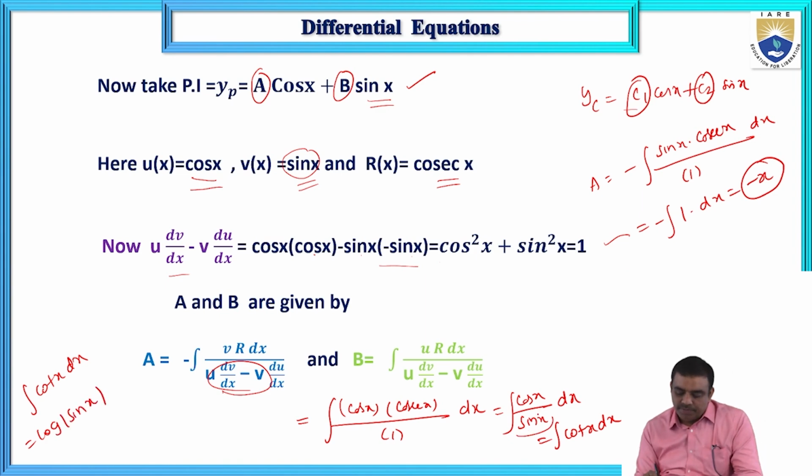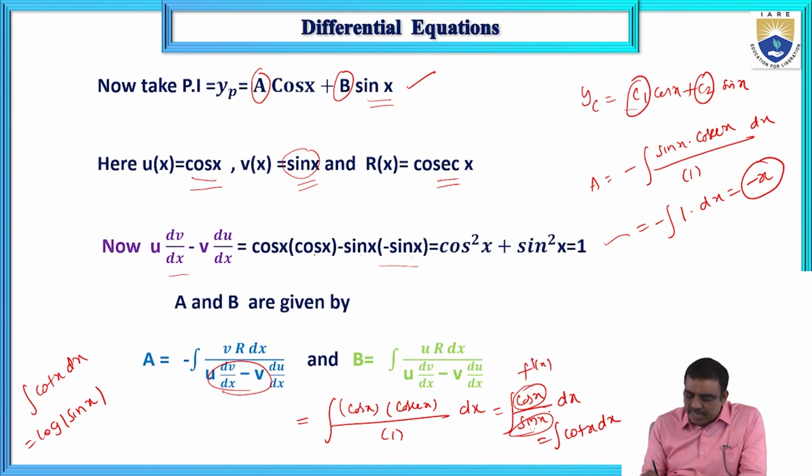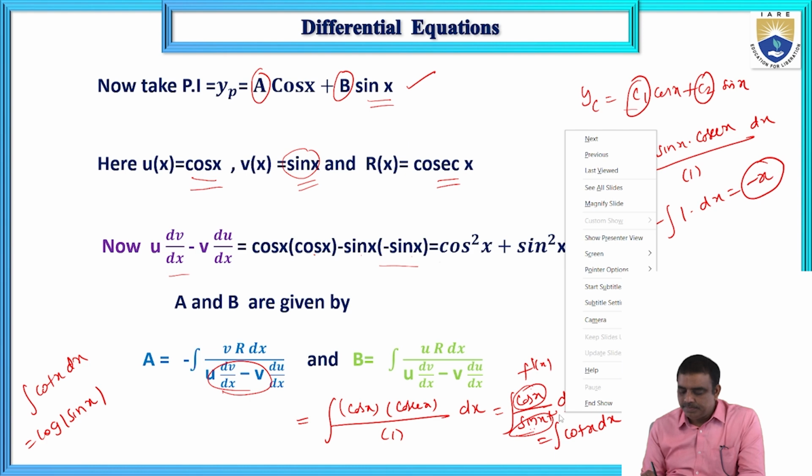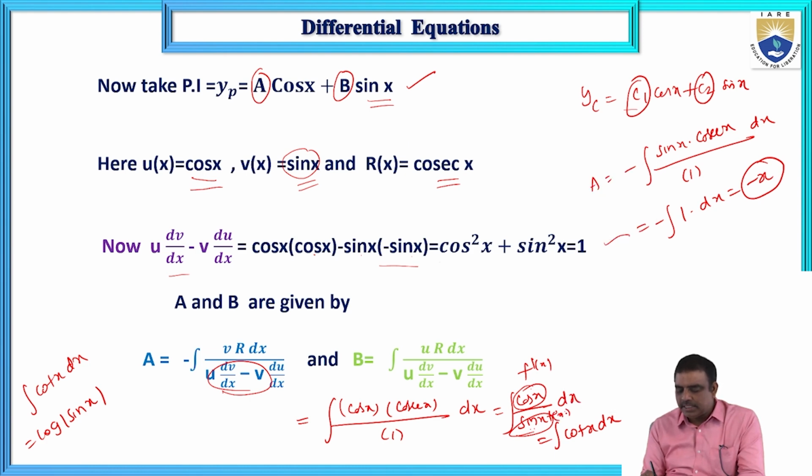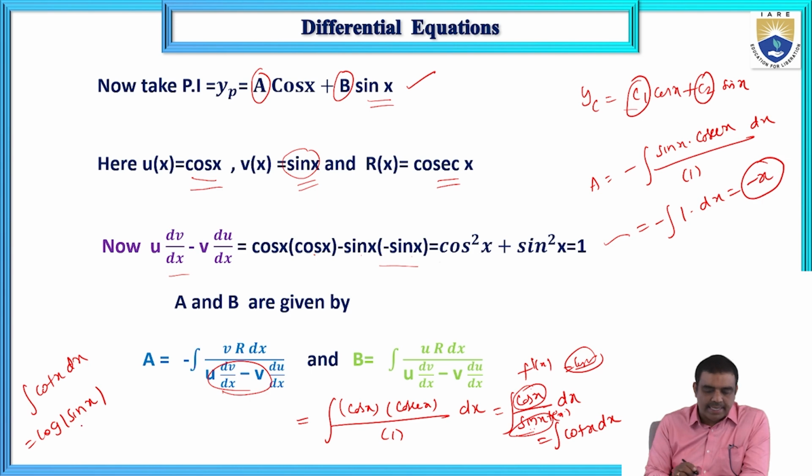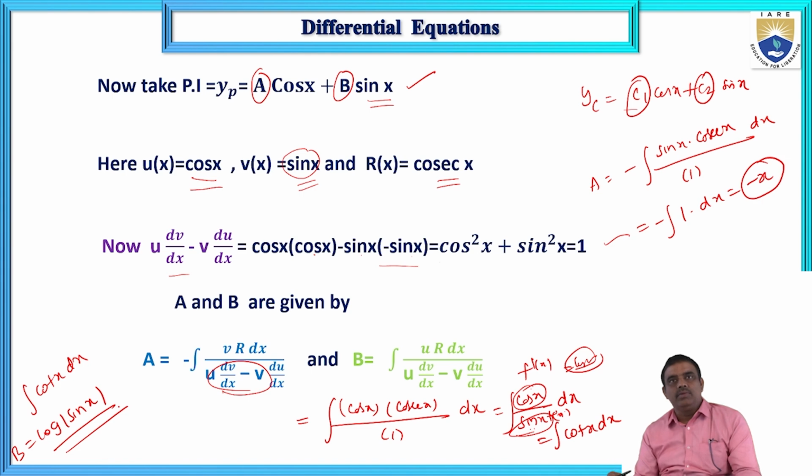So, when you take f of x is sin x, f dash x is in the numerator. It looks like f dash x by f of x dx. So, what is the formula for integral of f dash x by f of x dx? This is log f of x, that is log sin x. So, what is this value? This is the value of b. B is equal to log sin x and a is equal to, already we obtained, minus x.